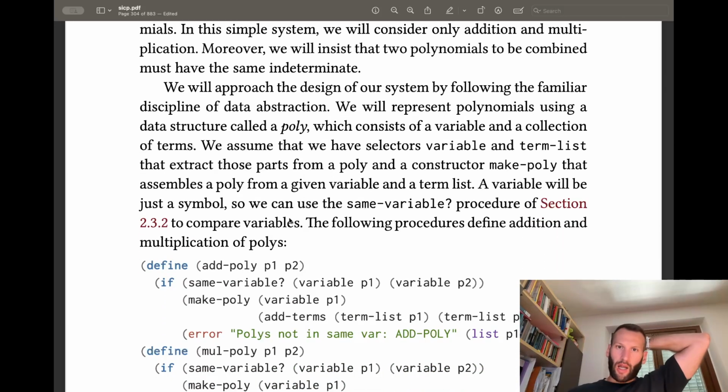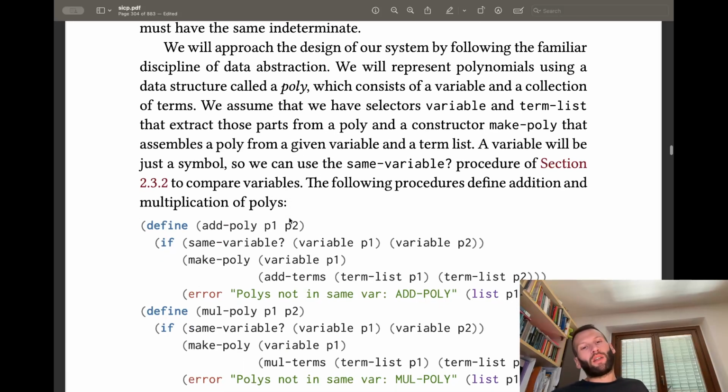We will approach the design of our system by following the familiar discipline of data abstraction. We will represent polynomials using a data structure called a poly, which consists of a variable and a collection of terms. We assume that we have selectors variable and term-list that extract those parts from a poly, and the constructor make-poly that assembles a poly from a given variable and a term list. A variable will be just a symbol, so we can use the same-variable procedure to compare variables.